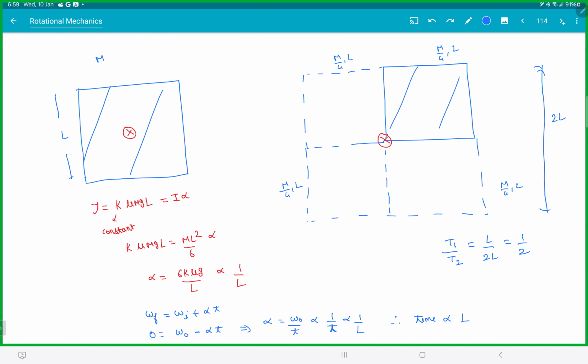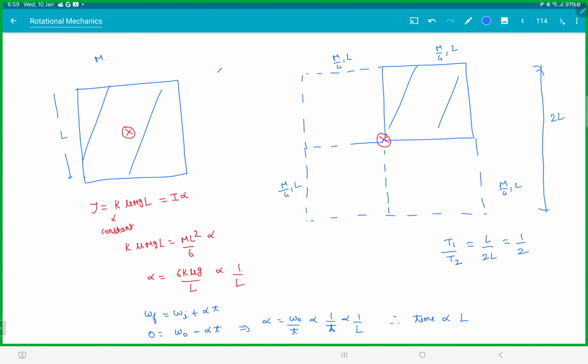Clear with this? Have a look at this. Take a break. Come back by 7:5. Take it, make it 7:7.